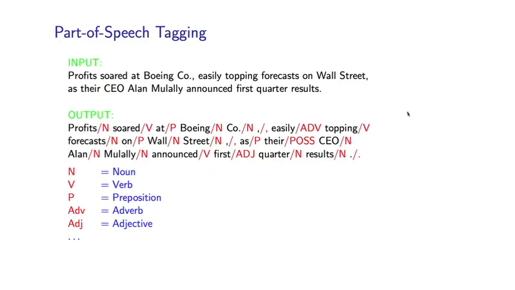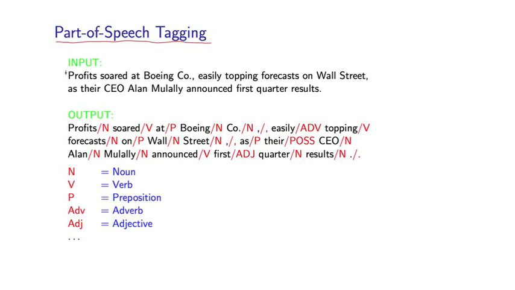So this slide shows a tagging problem called part-of-speech tagging, which is a very important problem in natural language processing and is actually one of the very earliest problems considered in statistical or machine learning approaches to NLP. Statistical models for this problem go back to the late 1980s.